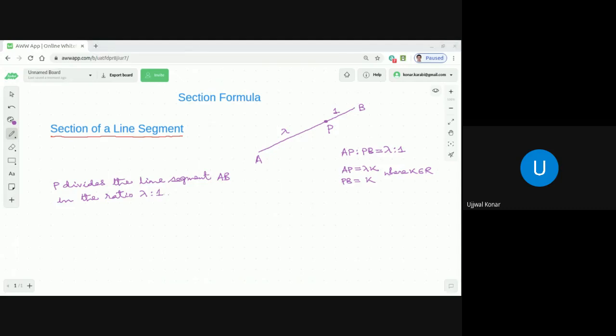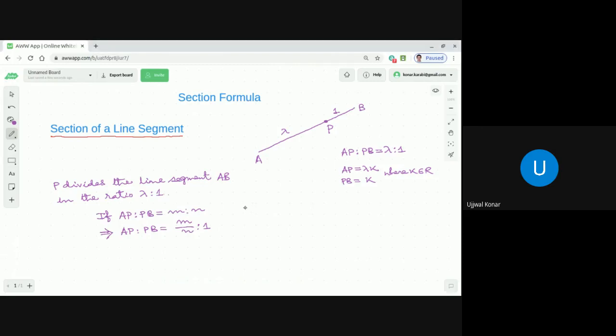Now, let's consider AP is to PB is equal to m is to n. We can easily convert it into the form of lambda is to 1. From the ratio we have learned, we can say AP is to PB is equal to m by n is to 1, so that it is in the form of lambda is to 1.